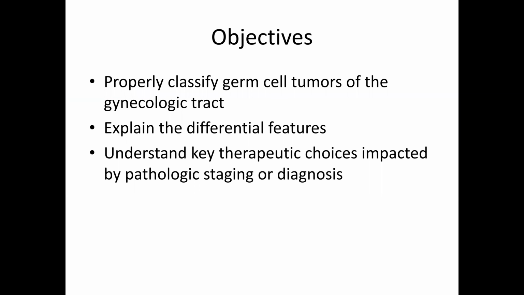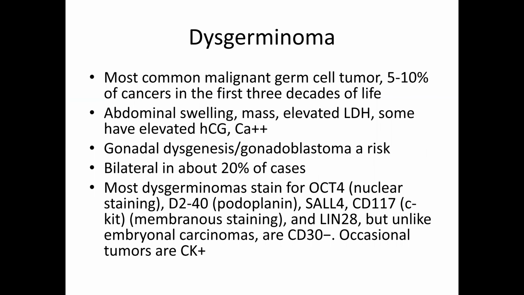Our objective, as previously, is to properly classify the germ cell tumors of the GYN tract, explain some of the differential features that are involved, and understand how those features may impact therapeutic choices and particularly relate to staging issues. So we'll begin right off the bat with Dysgerminoma, the most common malignant germ cell tumor that we encounter in the ovary.